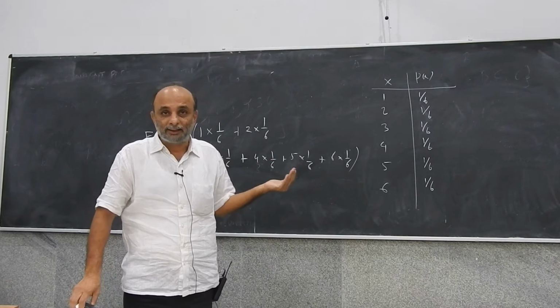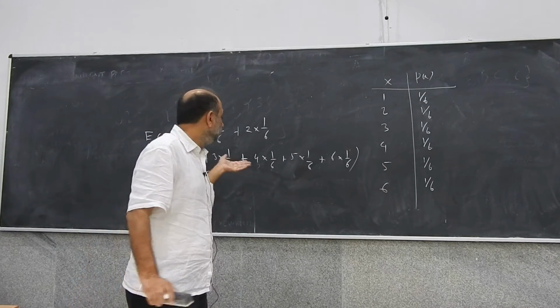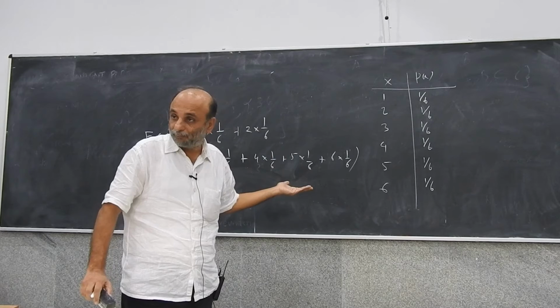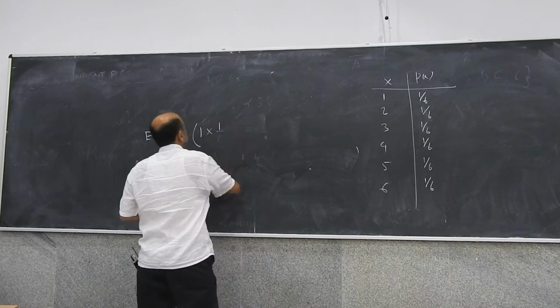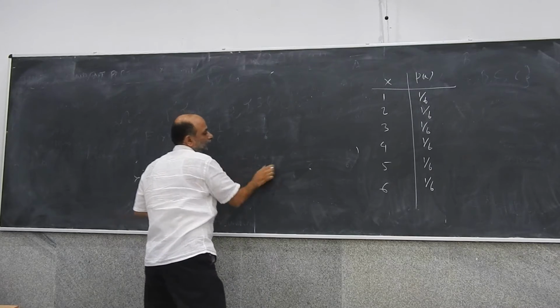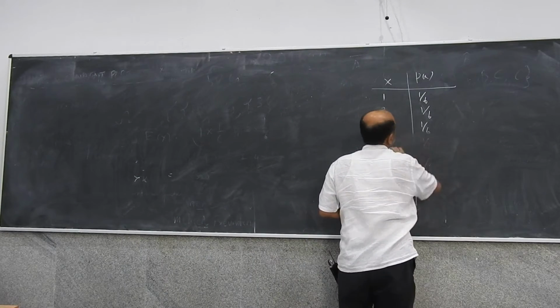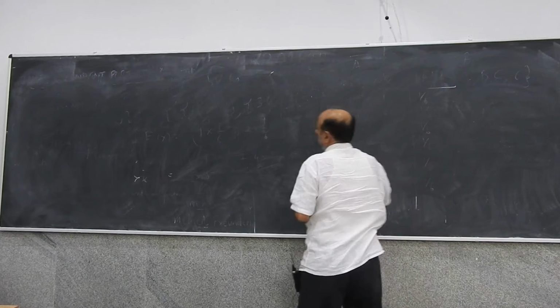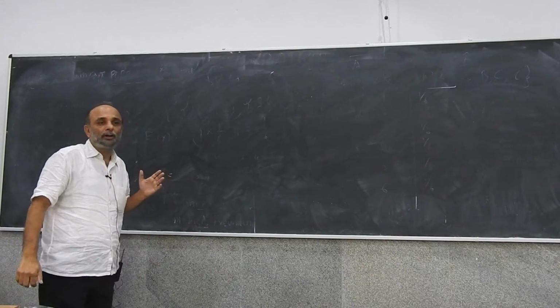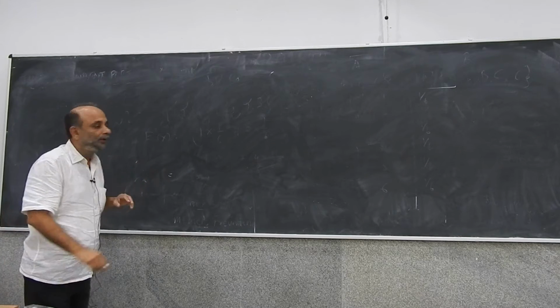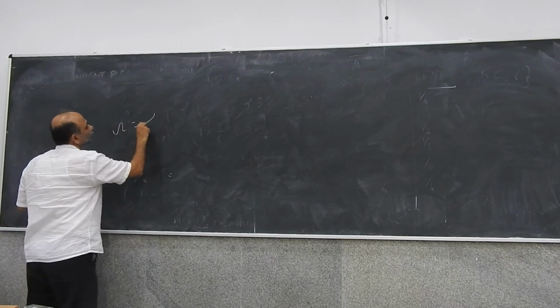Let me take you to another example, which is perhaps simpler, but it will help you understand this number better. Suppose I am tossing the coin. The coin can come up heads or tails. So what is my omega?